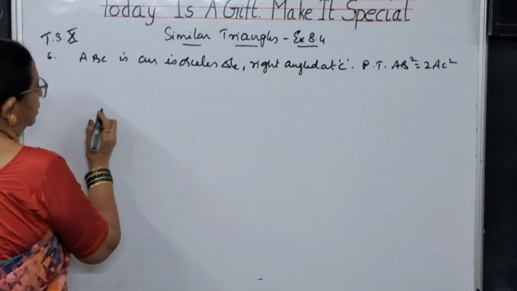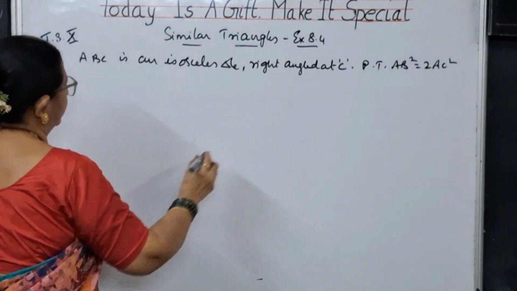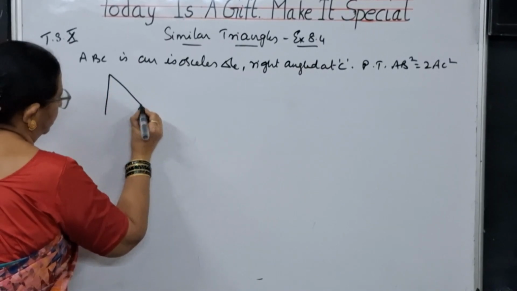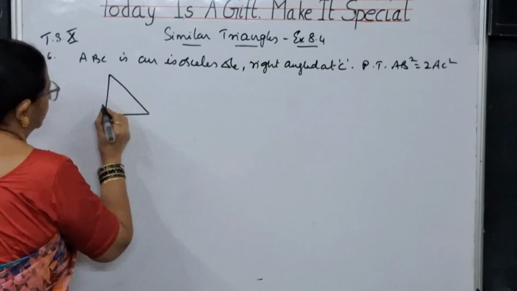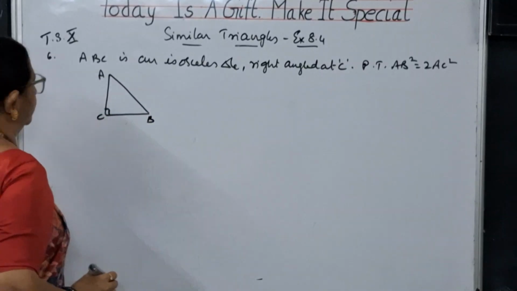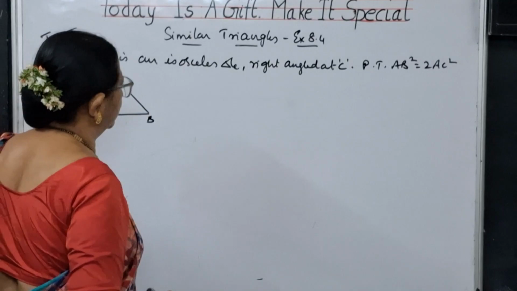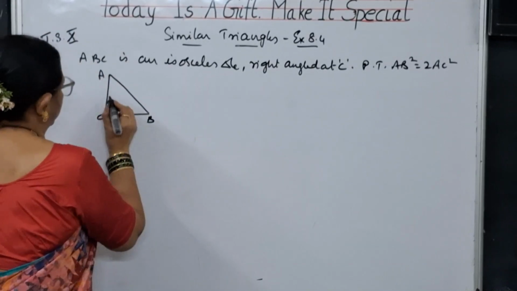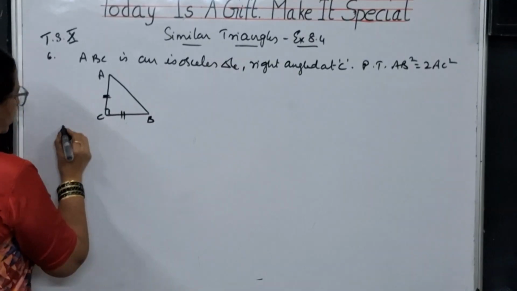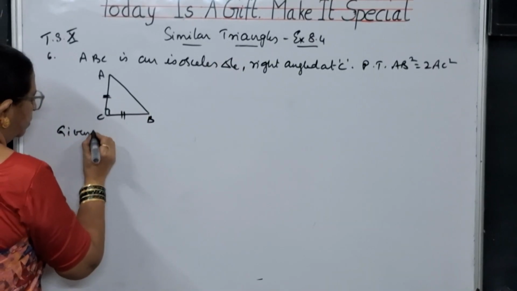Sixth sum, children. ABC is an isosceles triangle, right angled at C. So, you have got a right angled triangle A, B, C, right angled at C. And here what they are saying, it is an isosceles triangle. That means AC and BC will be equal. So what is given to us?